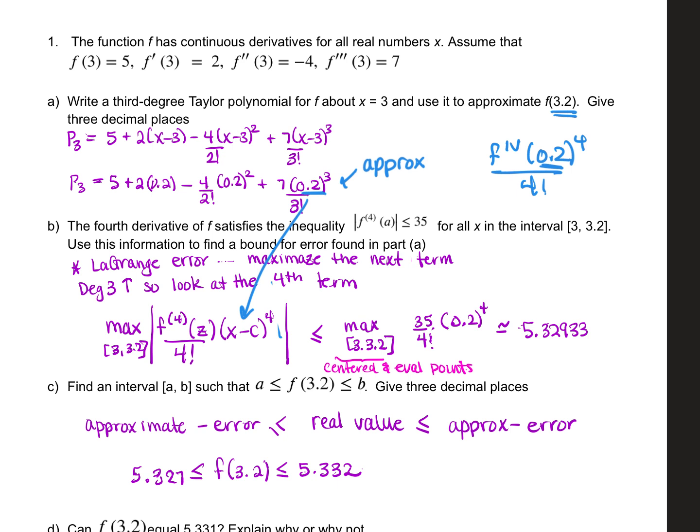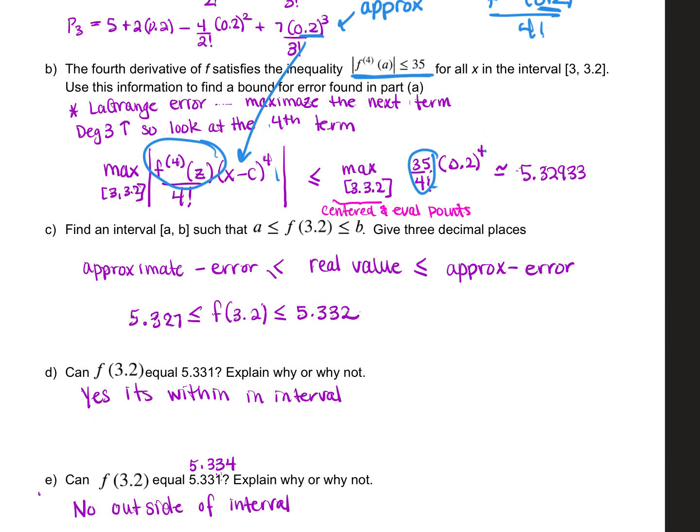So what we need to do is maximize this derivative. How big is that derivative? Well, we told you that the derivative is less than 35. So that's what we put right here, over 4 factorial. So all you're doing is looking at the next derivative. And what that means is the real value is going to be the approximate plus the error, and the approximate minus the error. So it's going to be somewhere in between there. So I know if I use my Taylor polynomial to approximate f at 3.2, I'm between 5.327 and 5.332.